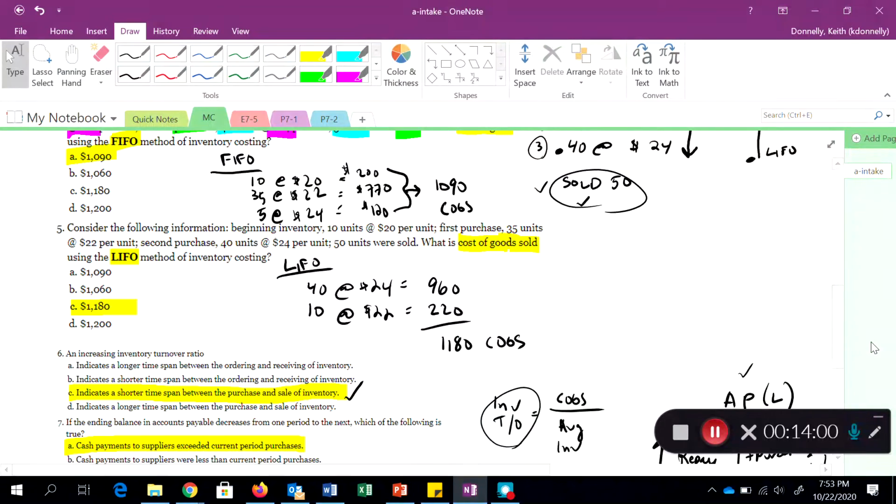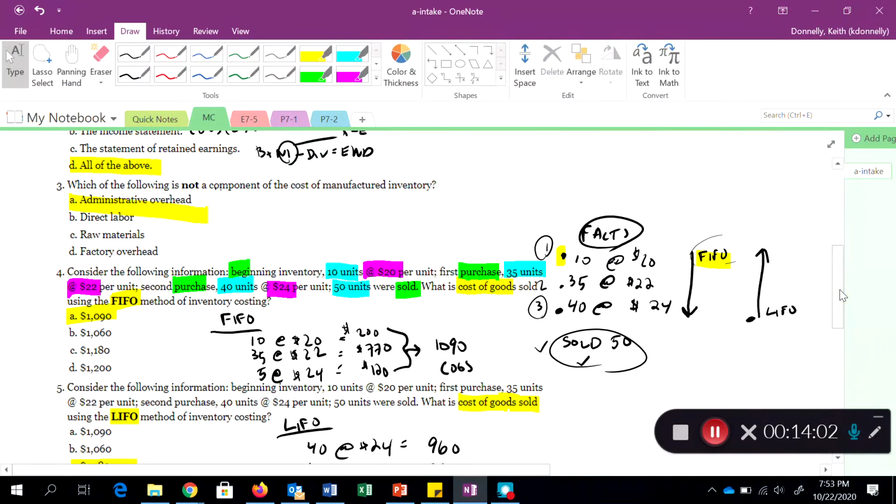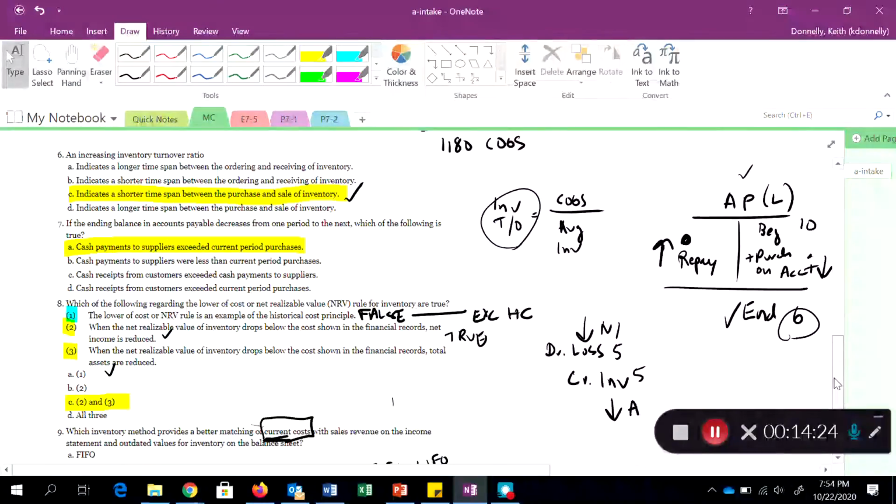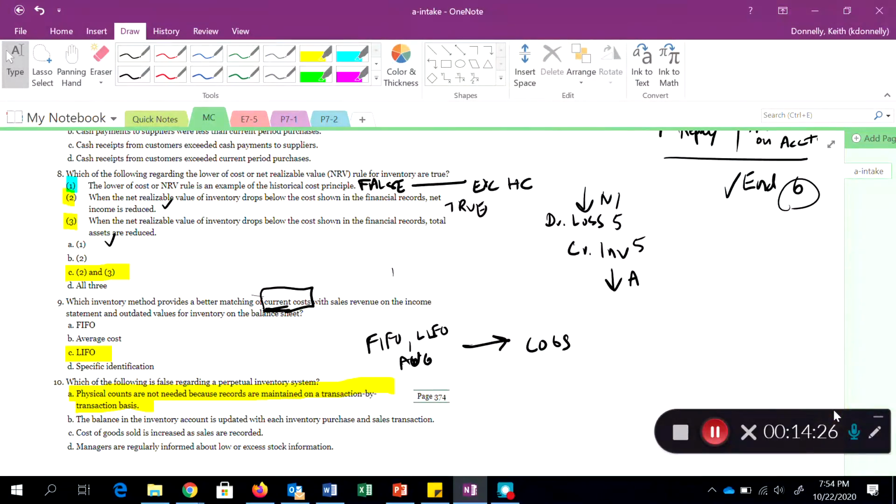LIFO is the last in. So let's just say we have day 1, day 2, and then day 3 for these. Day 3 is the most recent day right here. This is the closest to the present day. So if we use LIFO and we start from the last in, our most recent purchases for cost of goods sold, then our cost of goods sold is going to more accurately reflect the current costs of that inventory.